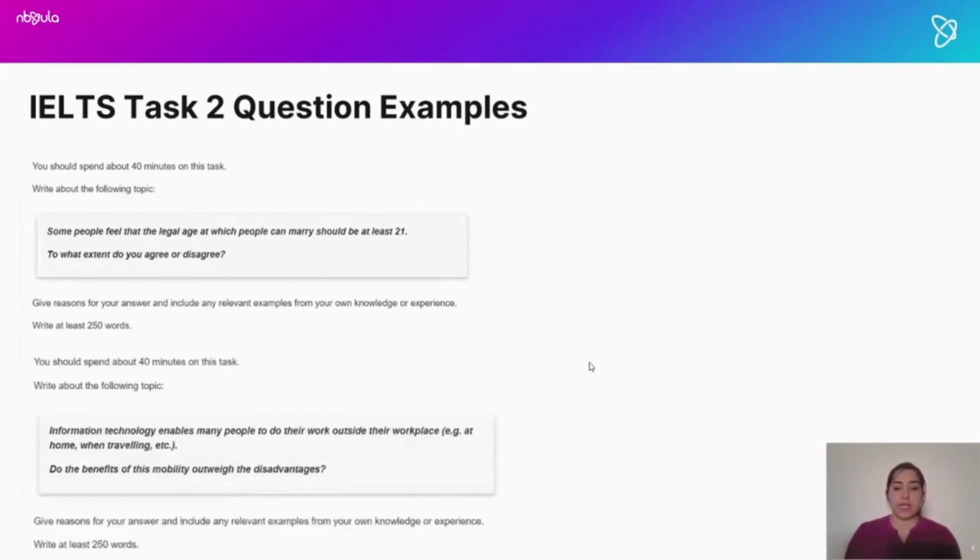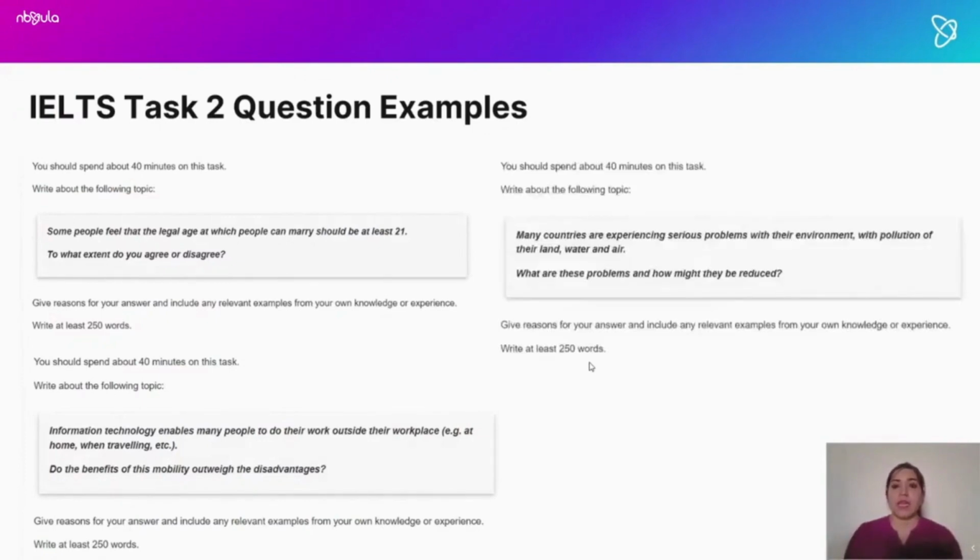Okay, the second one is basically discussing the advantages and disadvantages. Okay, so for example here, information technology enables many people to do their work outside of their workplace. What are the advantages and disadvantages of that? Okay, the next one on the top right-hand side that we have is a problem and solution kind of question, where you're discussing, here the question is, many countries are experiencing serious problems with their environment, with pollution of their land, water, and air. Discuss the problems, and then how might they be reduced? That's the solution part of the question.